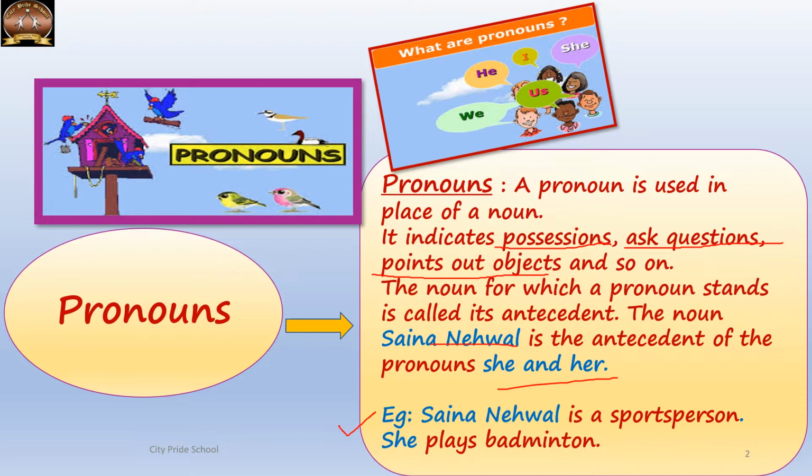Now, just look at this example. Saina Nehwal is a sportsperson. In this sentence, which is the noun? Saina Nehwal is a noun, right? Now, Saina Nehwal is replaced by she. We can also say, she plays badminton. So we have used she in place of Saina Nehwal, right? So Saina Nehwal is an antecedent of the pronoun she.